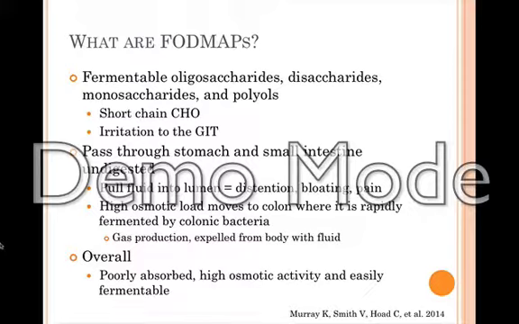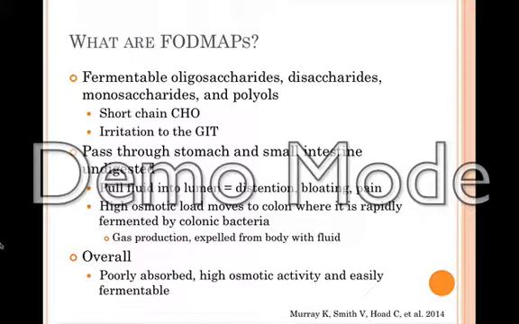So what are FODMAPs? FODMAP stands for Fermentable Oligosaccharides, Disaccharides, Mono-Saccharides, and Polyols. All 4 categories are short-chain carbohydrates that have been found to cause GI distress. These short-chain carbohydrates pass through the stomach and small intestine undigested, pulling fluid into the lumen of the GI tract. This results in abdominal distension and pain.